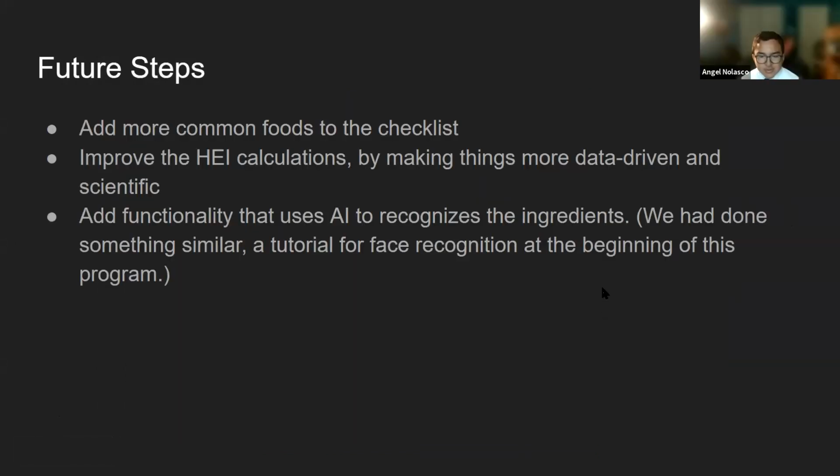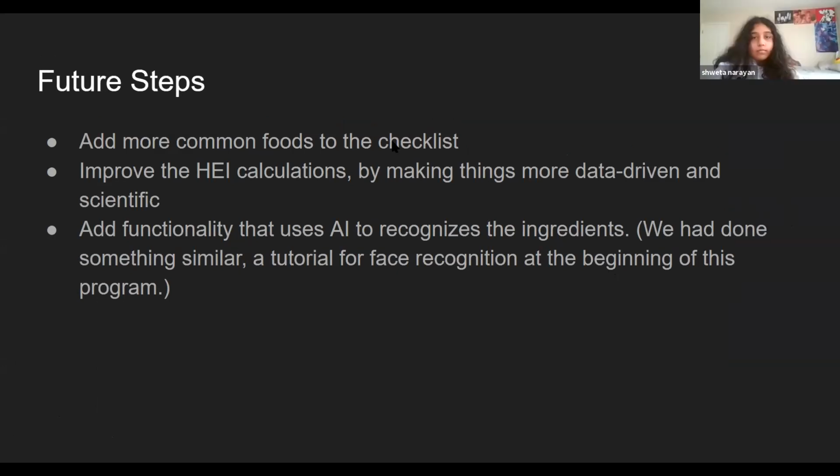If we had more time to better develop our app, some of the future steps we would take are to add more common foods to the checklist, also improve the HEI calculations by making things more data-driven and scientific, and lastly, add functionality that uses AI to recognize the ingredients. Thank you for listening to our presentation on the CO2 Tracker by Team 3.